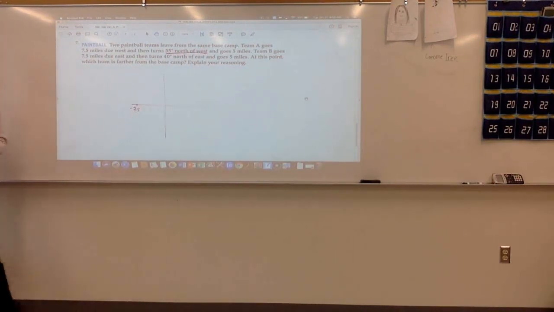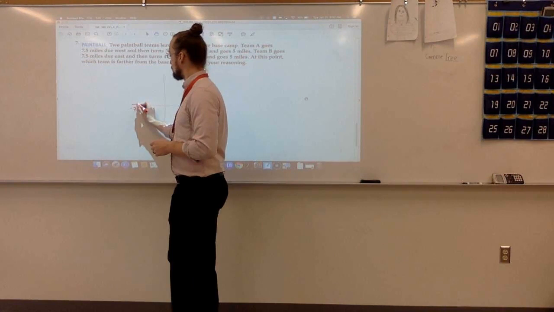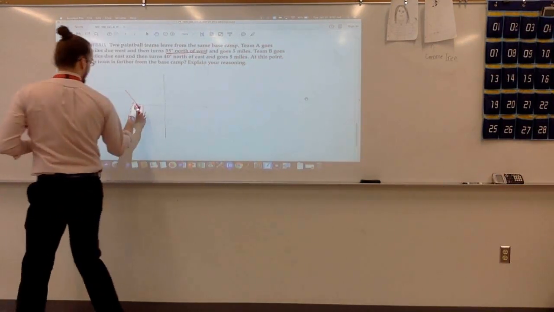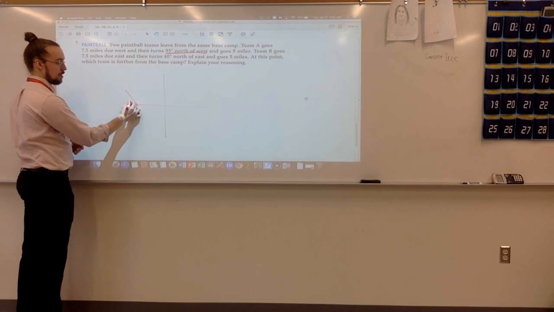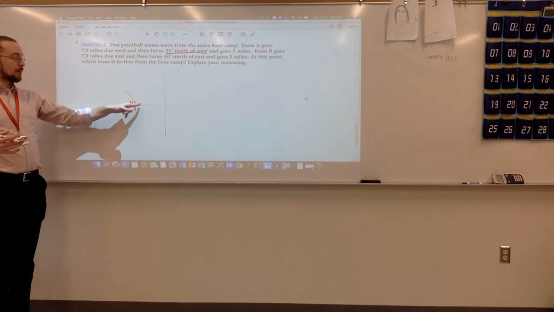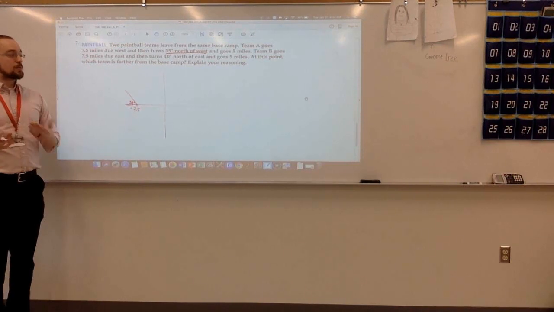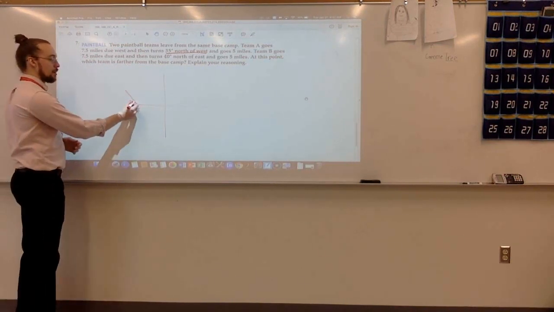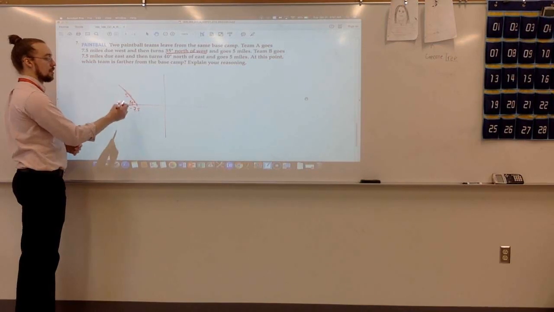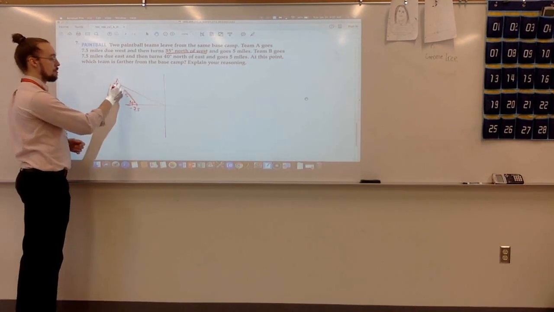Okay, so this wording can be a little bit confusing. When it says 35 degrees north of west, what that's saying is from due west, they turn 35 degrees. So what that means is this angle out here is 35 degrees. Okay, it's not the angle on the inside, because this angle would obviously be an obtuse angle. This angle out here is 35 degrees, and then they travel another 5 miles. Okay, so then this is where Team A ends up.